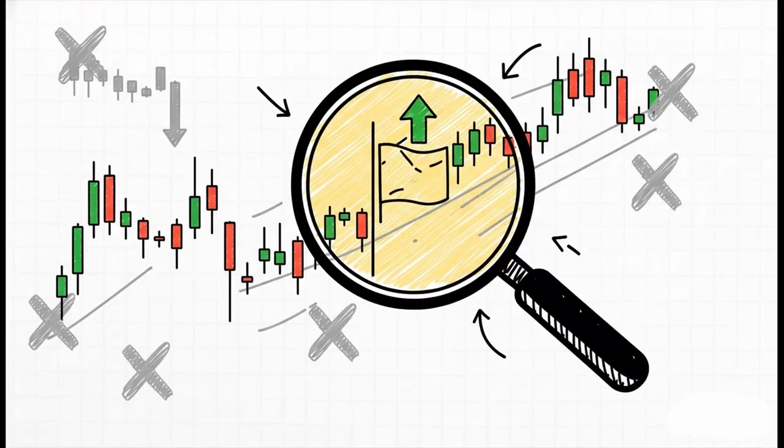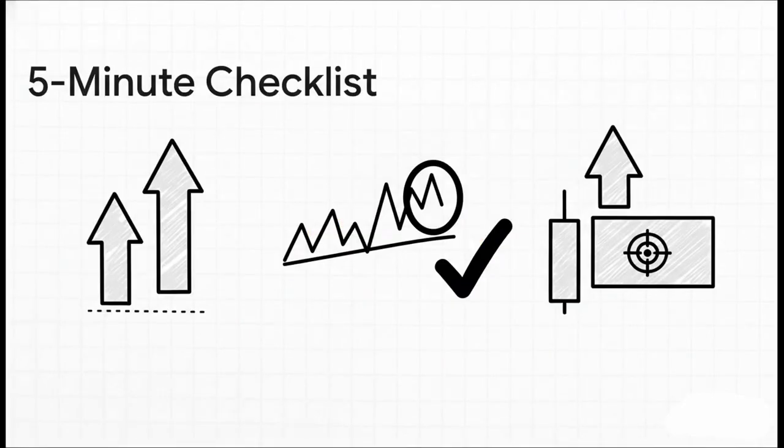bias for the day. Okay, so now that we've decided we're only looking for long trades today, we switch over to our medium lens, the 5-minute chart. And here, we're not just looking for any random setup. We are specifically hunting for a bullish setup. So the most important thing here is alignment. We patiently wait for a clear confirmation signal on this chart.